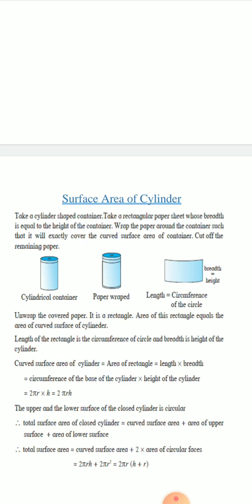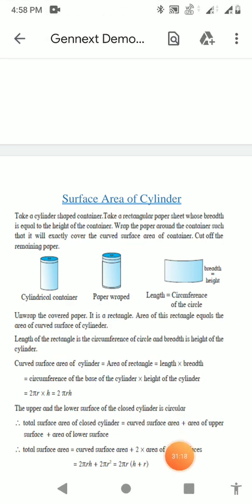Or we can simplify it by taking out the common parts. 2 pi r is common in both terms. In the first term, the remaining term is h, and in the second part it is r. So your formula becomes 2 pi r into (h plus r). With the help of this formula, you can easily calculate the total surface area of a cylinder.